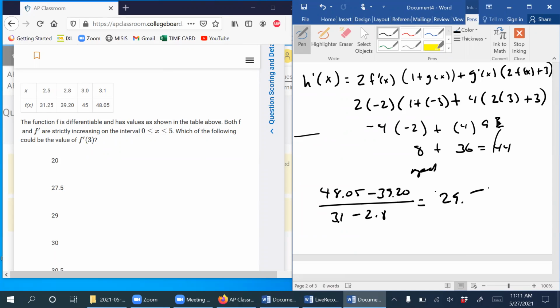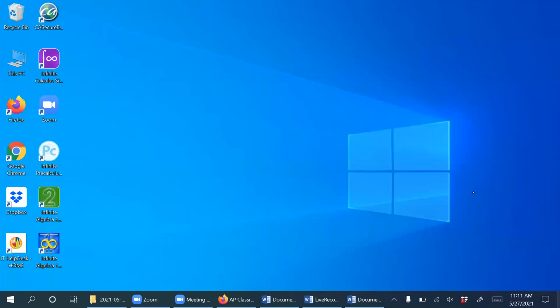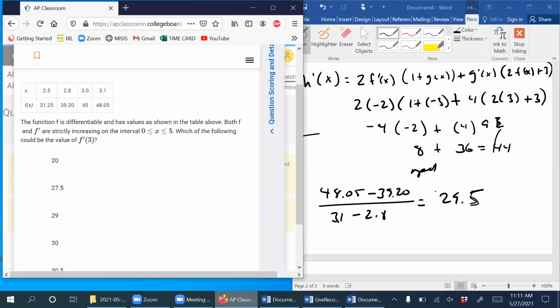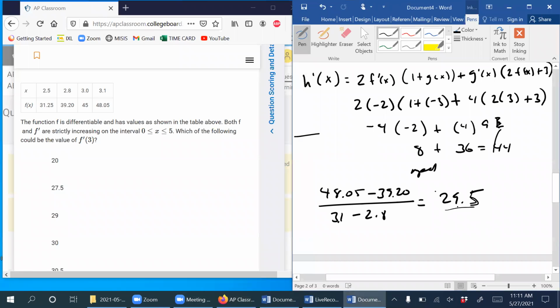Let's see which of these it could possibly be. Since that number is not there, there's no guarantee. Okay, so let's try another one. Let's try 48.05 minus 45 over 3.1 minus 3.0. Because 29 and 30 are really darn close to each other, it could be either of those.